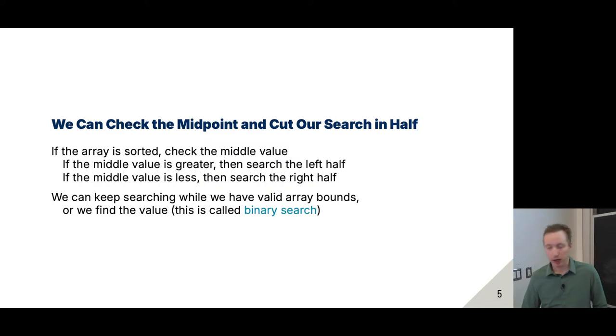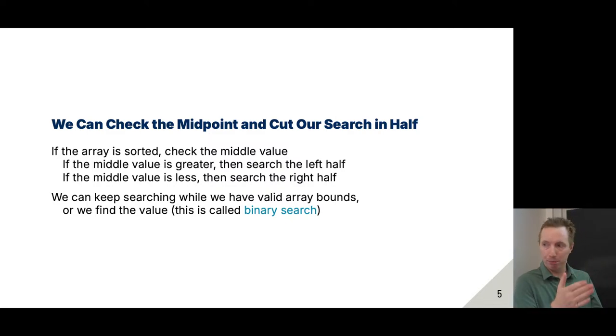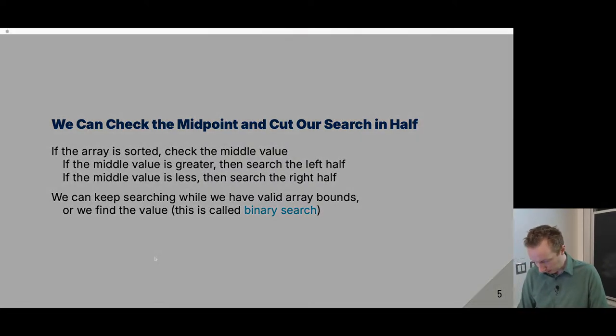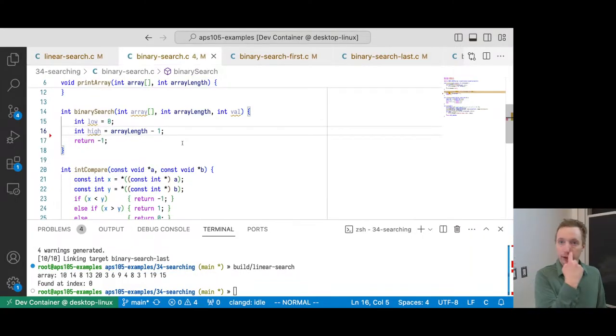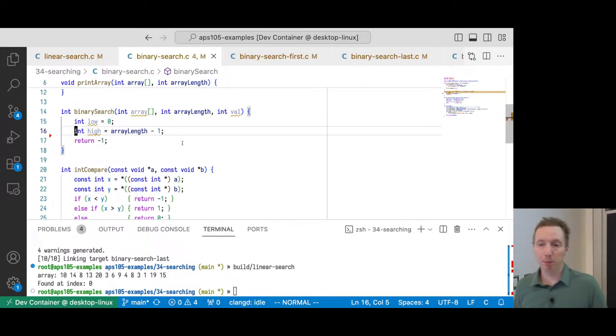So I could do this, I could just keep on doing that. I could split it in half and then, in that half, pick the midpoint again and do the same thing. Split it in half, split it in half, split it in half, until I either find the name or I'm just looking at a single element or my array bounds are not valid. So that is something called a binary search, and something that we can go ahead and implement.